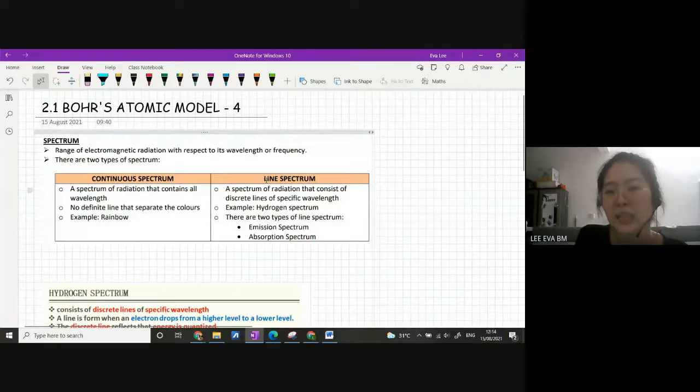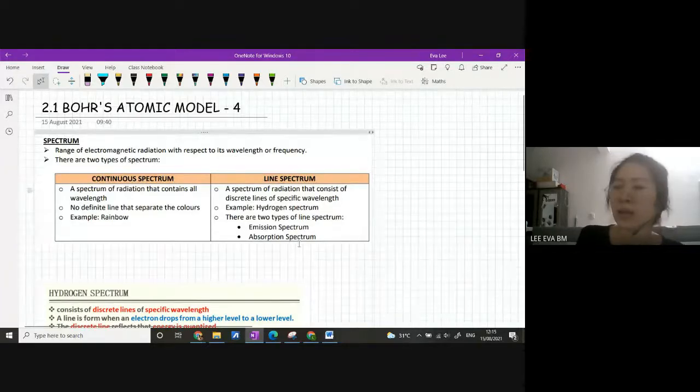But the light spectrum, the other spectrum, is a spectrum of radiations that consists of discrete lines, or specific lines, or separate lines of specific wavelength. So when we talk about the light spectrum, every single line or every single radiation has its own specific wavelength and frequency. What we are going to learn now is our hydrogen spectrum. There are two light spectra which refer to emission and also absorption spectrum.